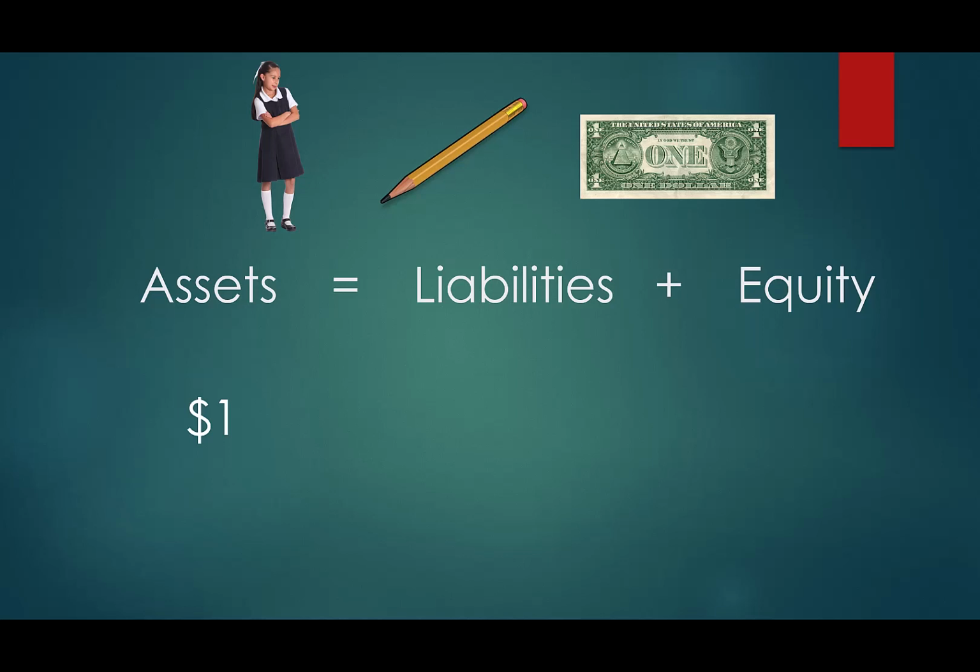The next thing we'll ask is about liabilities. How much does Sarah owe on this pencil in the future? Since she already paid for it with her own money, she doesn't owe any money on it in the future, which means she has 100% equity in that pencil. In this example, her liabilities are $0, and she has $1 worth of equity in the pencil. Notice that the assets equal the liabilities plus equity. That always has to hold true in these different examples we're going to go through.